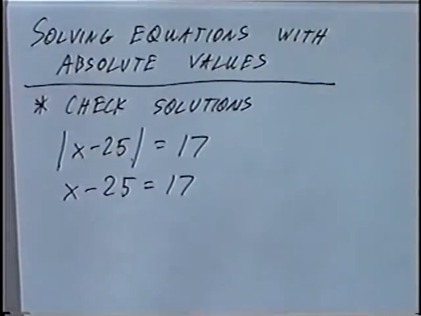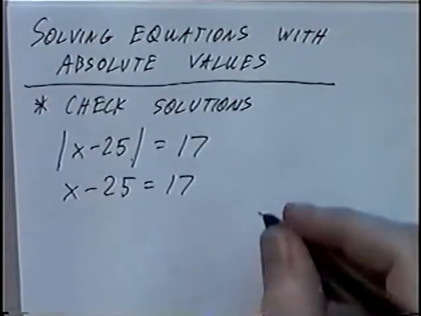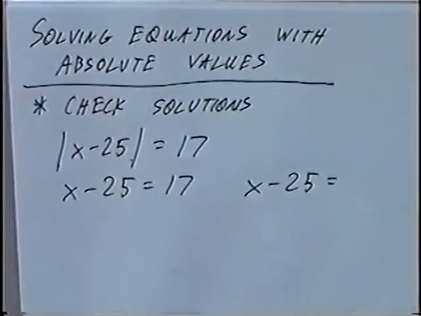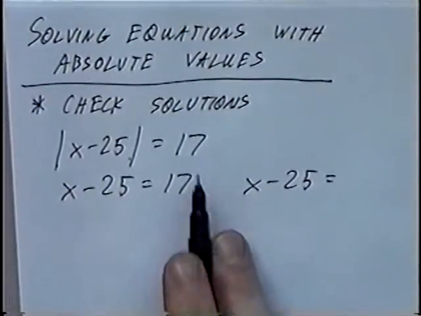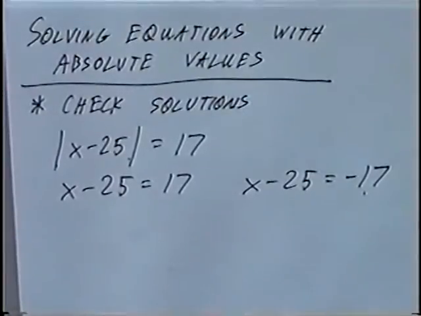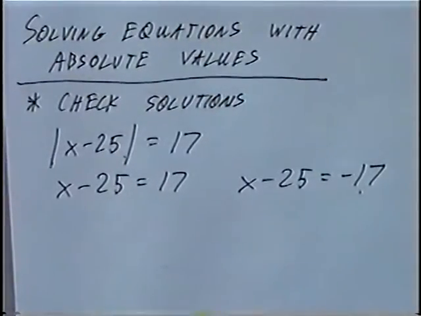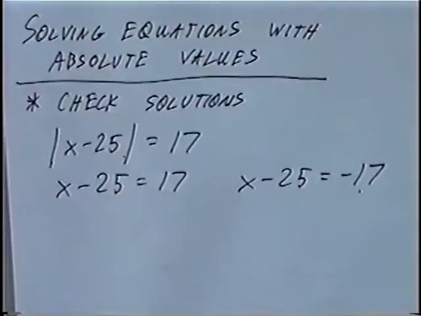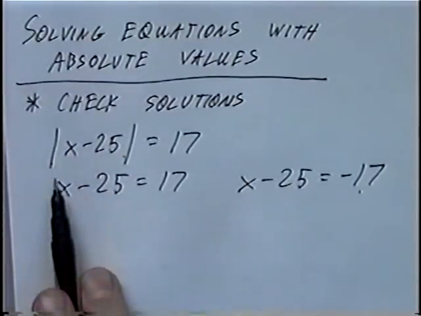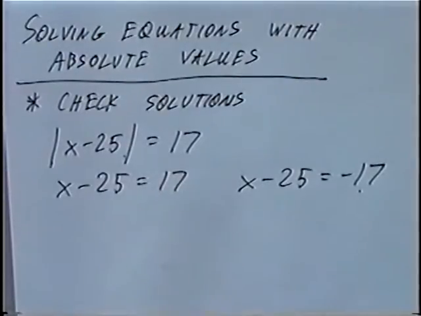For a second equation we can solve to get the second answer. Again, we can remove the absolute value signs, which would be x minus 25. But instead of equaling 17, the second equation will equal the opposite, or negative 17. The reason we can use negative 17 is because if the absolute value is equal to negative 17, the absolute value of that would still be 17.